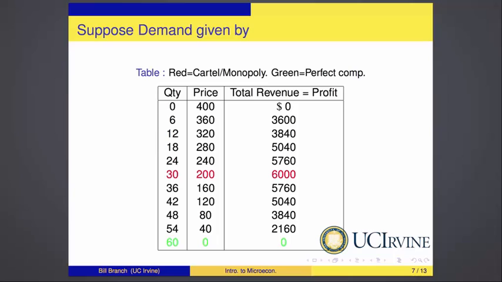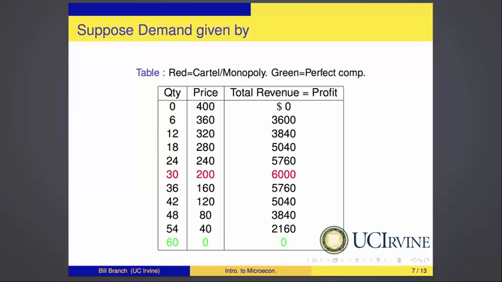Now suppose instead of perfect competition, there was a monopoly. What's the monopolist going to do? The monopolist is going to maximize their profits, taking that demand as given. Where are those profits maximized? They're maximized at a quantity of 30 and a price of 200, which leads to profits of 6,000. That's the highest profit here, and that would be the monopoly outcome, the row in red typeface.